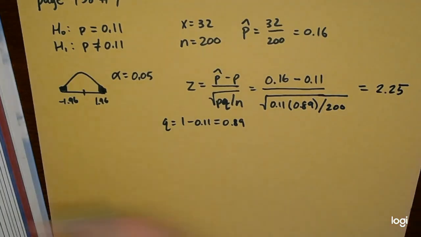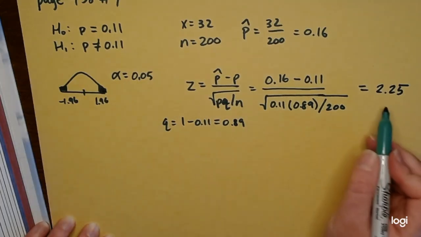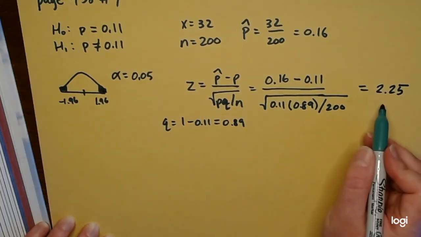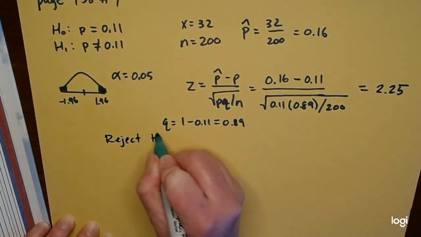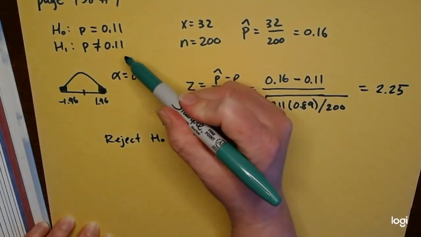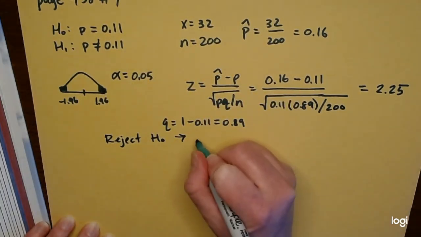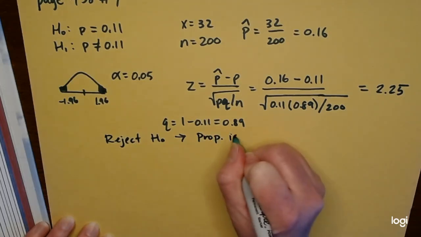Looking back at this question, there were two parts to it. One had you test it with an alpha of 0.05. So with a test statistic of 2.25, our conclusion will be that we reject the null hypothesis, which would then support the alternative. And so we'd have to say that the proportion is not 11%.